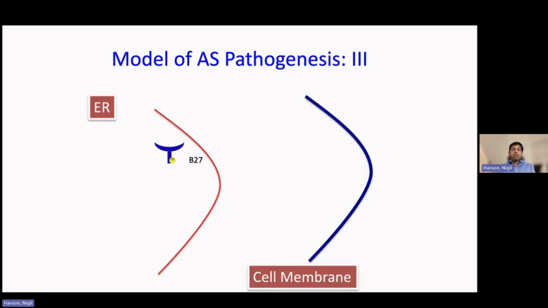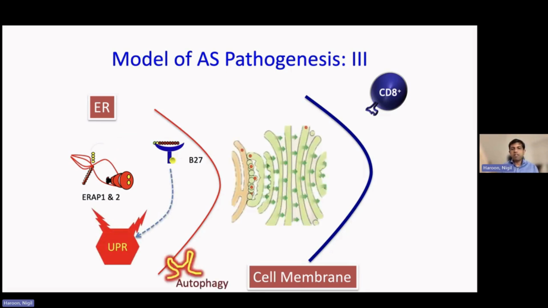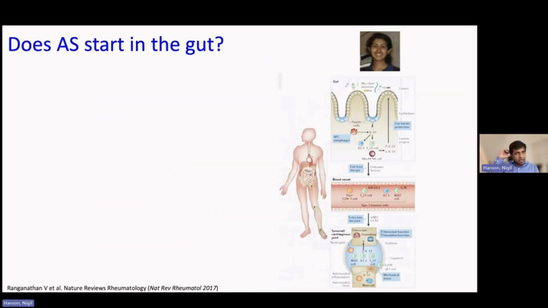Okay, so finally, we'll put everything together. We have the ERAP B27 story, antigen, B27, unfolded protein response, and then this B27 comes to the surface. You get the CD8 T cells, and you get an immune response. So where does this antigen come from? There is a big hypothesis that probably it is coming from the gut. Maybe it's in our diet.